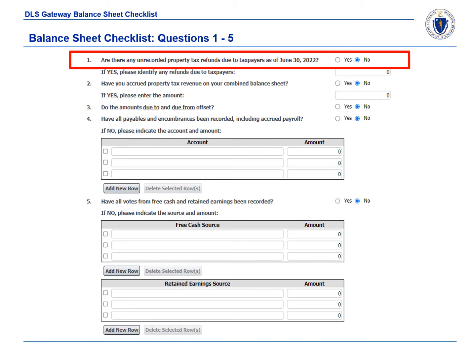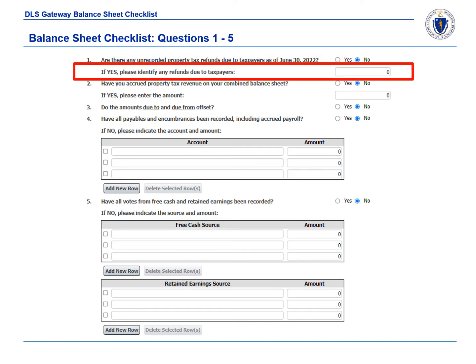Question 1 is a yes or no answer, asking if there are any unrecorded property tax refunds due to taxpayers as of June 30th. If you answer no, move on to the next question. A yes answer means that your community has unrecorded property tax refunds due to taxpayers, and you are required to input the amount of the total refunds. The total amount of the property tax refunds is a reduction to free cash. Please keep in mind that all yes or no radio button questions default to no on the checklist.